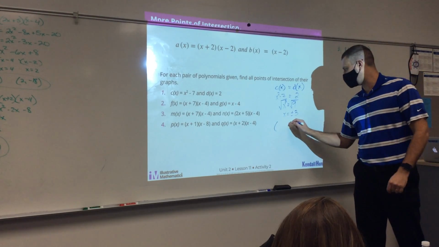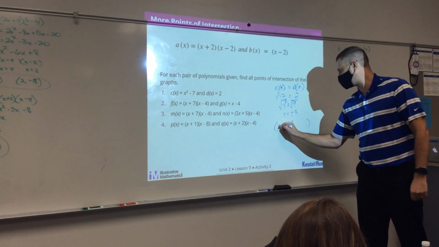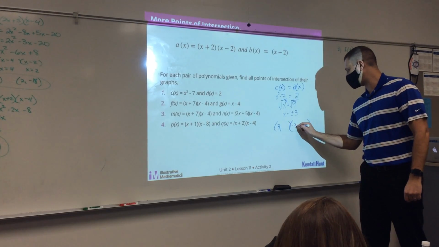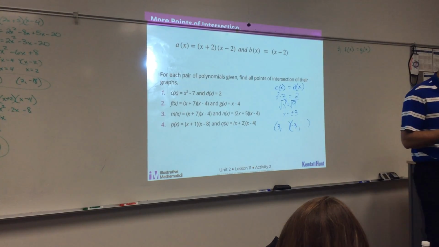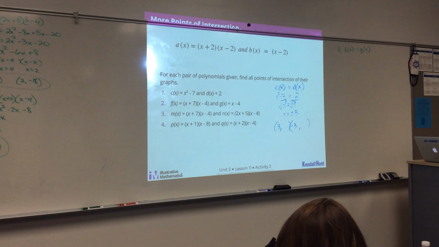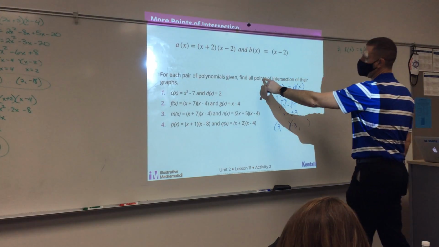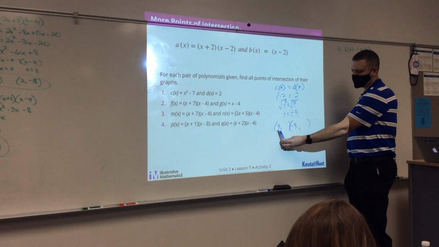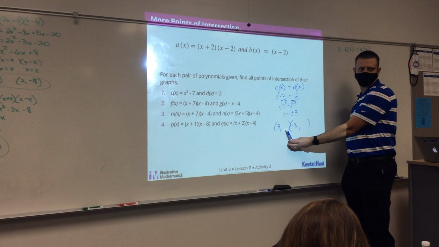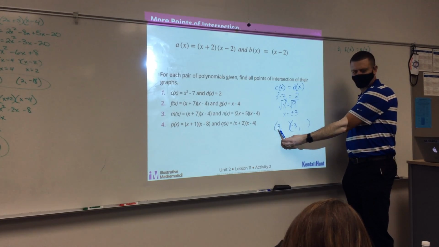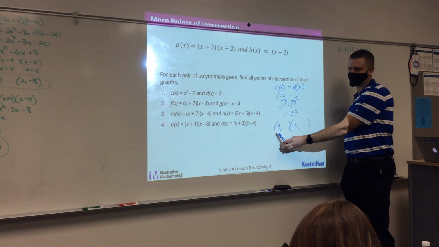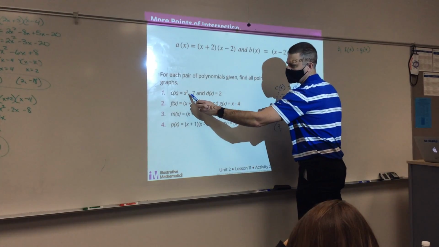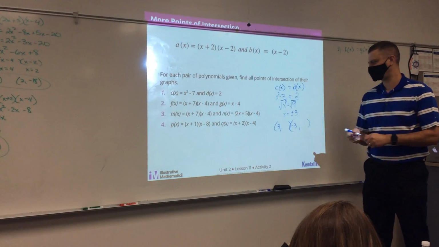So that means your coordinates will be 3 comma something and negative 3 comma something. Because again, we're finding the coordinates of intersection. If I know the x value, what can I do to find the y value that goes with it? Plug it in. Plug this in for x, right? What's 3 squared minus 7? 2.